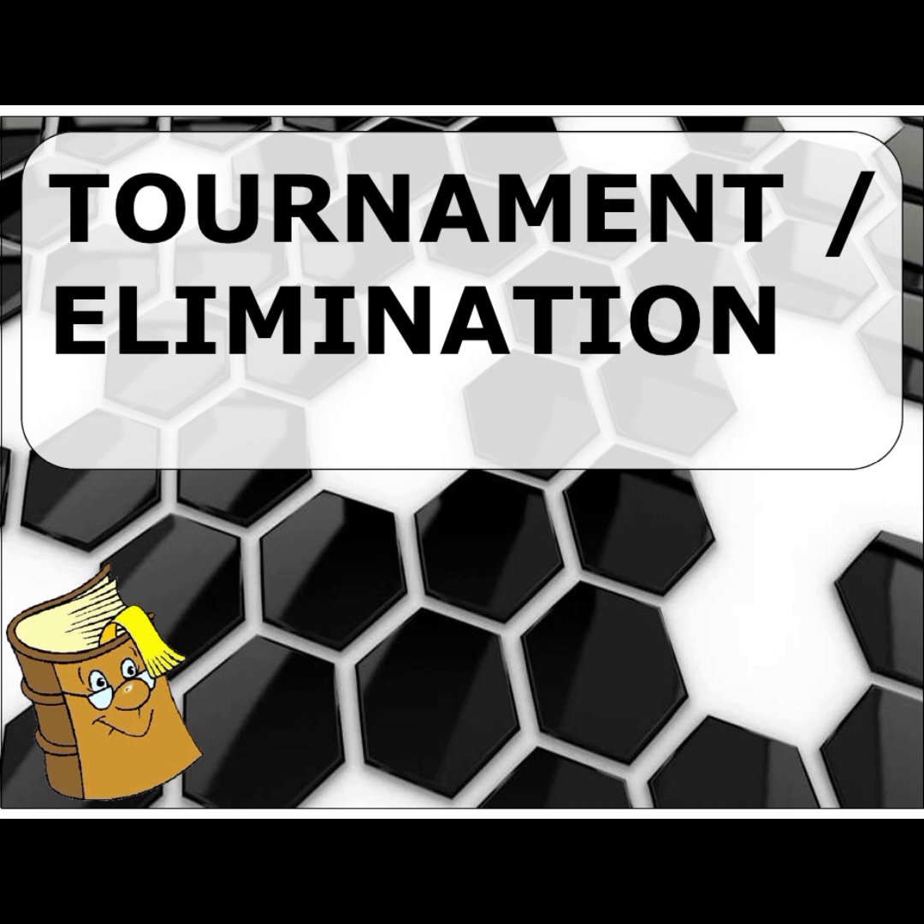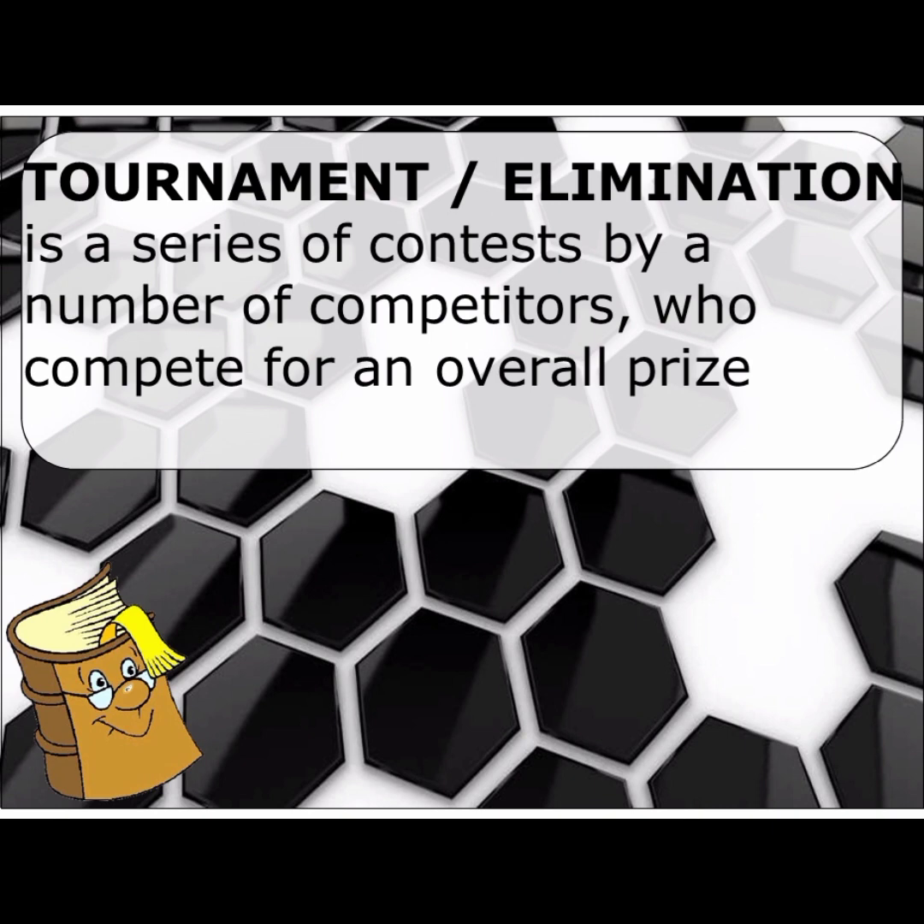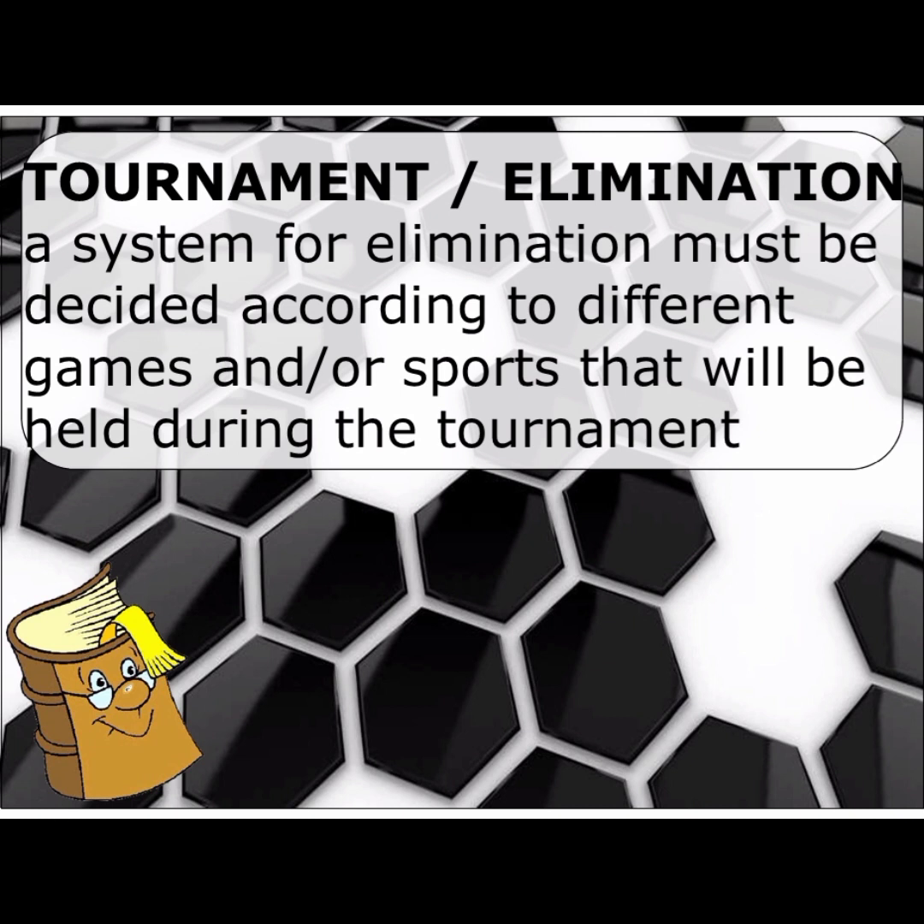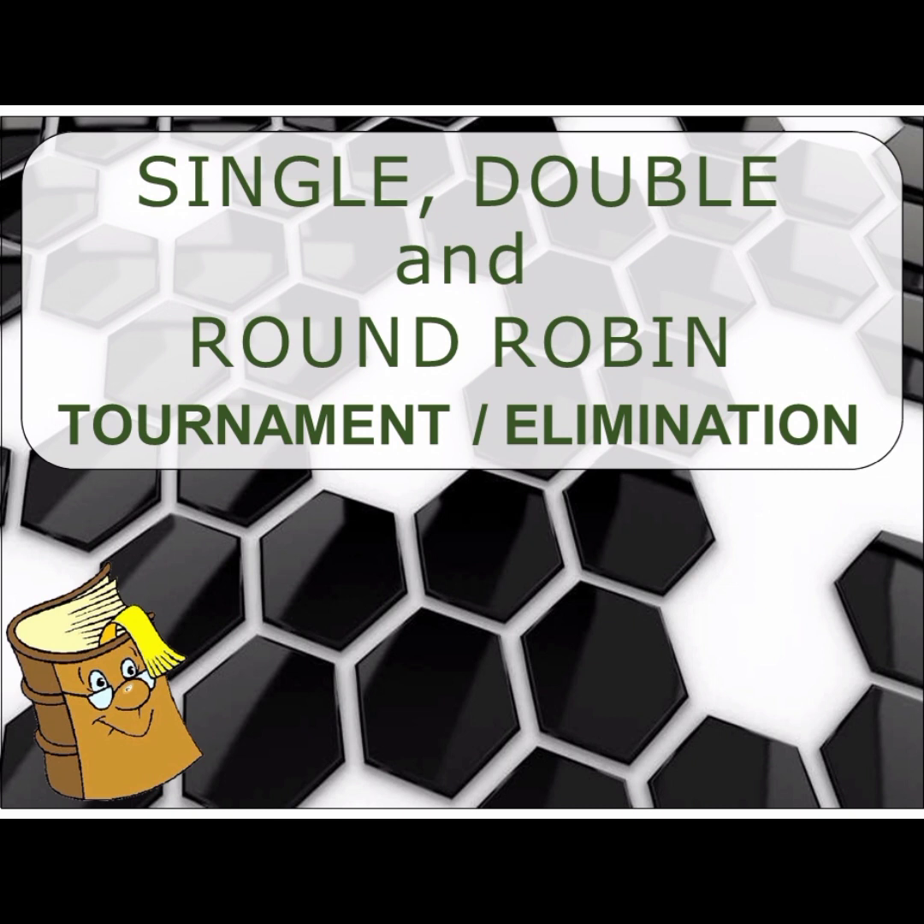Everyone, for today we are going to learn about tournament or elimination. Tournament or elimination is a series of contests by a number of competitors who compete for an overall prize. A system for elimination must be decided according to different games or sports that will be held during the tournament. The different ways of elimination are single, double, and round robin.